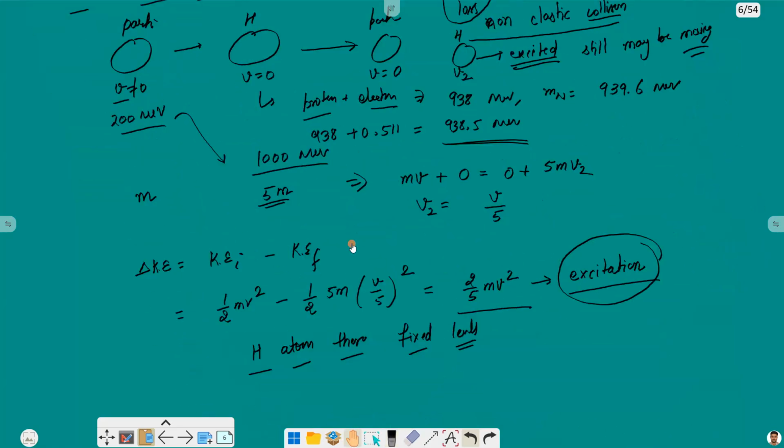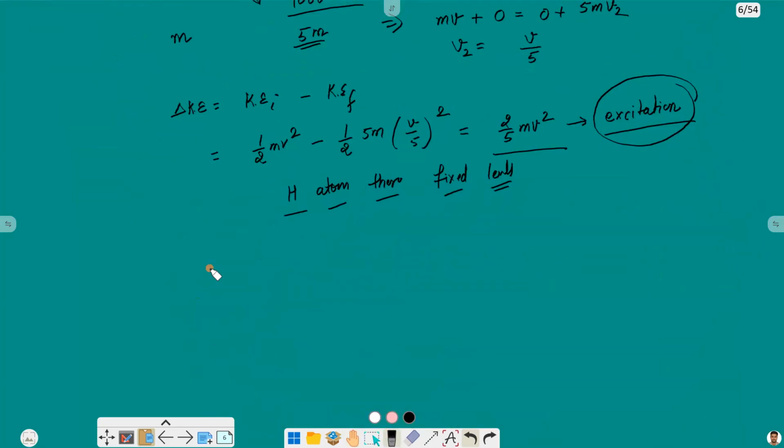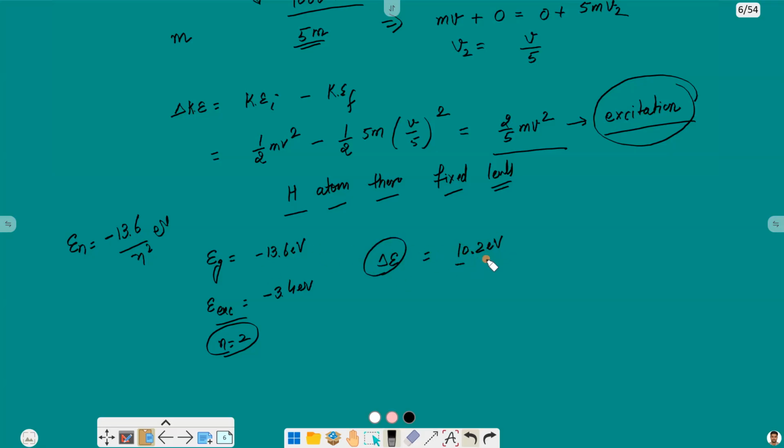For the hydrogen atom, the energy of the ground state is minus 13.6 electron volt, and the energy of the first excited state is minus 3.4 electron volt. How do we calculate it? En is equal to minus 13.6 by n square electron volt. The first excited state is for n equal to 2. So this delta E, the energy difference between these two, will be 10.2 electron volt, and that should be equal to the excitation energy, which is equal to 2 by 5 mv square.